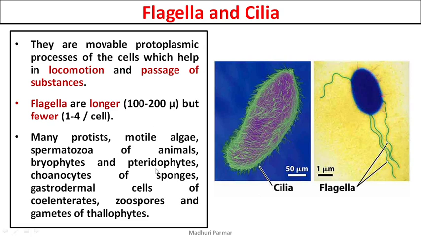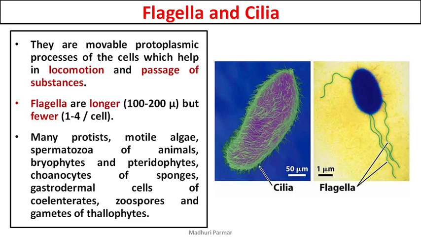Then choanocytes of sponges. If you remember a little bit of your animal classification, try and think of sponges. The sponge had an inner lining, right? And that inner lining had collar cells called choanocytes. These choanocytes have flagella to produce water current. Then gastrodermal cells of coelenterates. Think of, let us say, a jellyfish. In a jellyfish's stomach, you will see such kind of flagella in its gastrodermal cells.